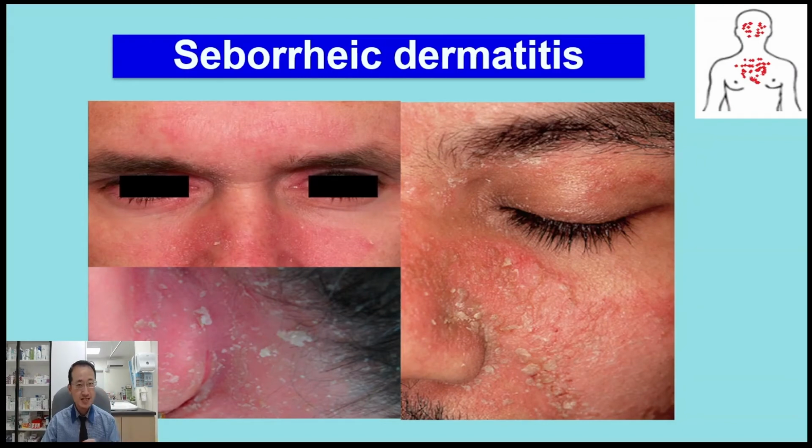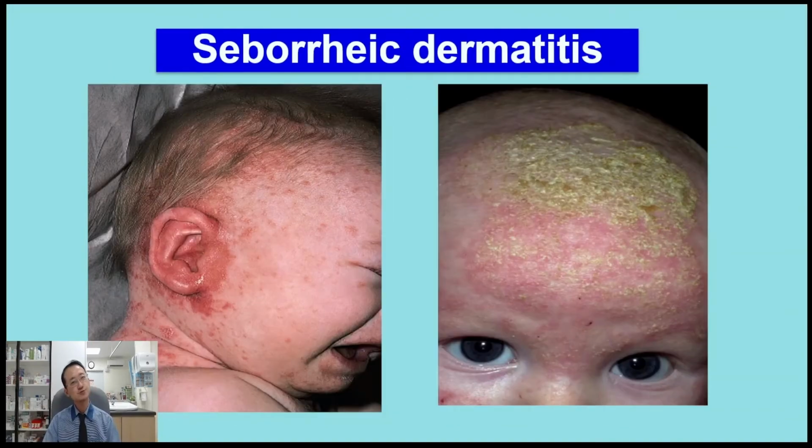Seborrheic dermatitis on the scalp is commonly called dandruff. But seborrheic dermatitis on the face, we can see usually they're presented with all these yellowish, greasy scales, okay, over the seborrheic region, over the face and the upper chest and the back. All right. Now, in infants, usually less than 6 months, because of the immature sebaceous gland, they can present as cradle cap or seborrheic dermatitis.